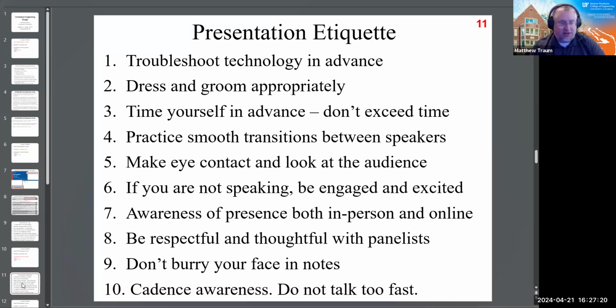Number 2 is dress and groom appropriately. I have some specific slides on that, so we'll get back to that a little bit later. Number 3 is to time yourself in advance.